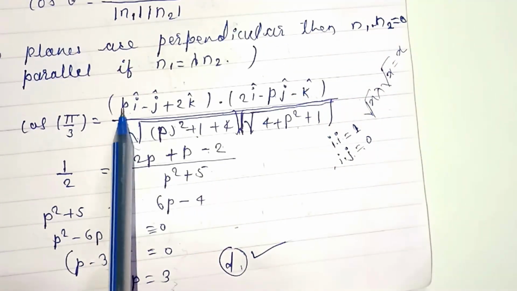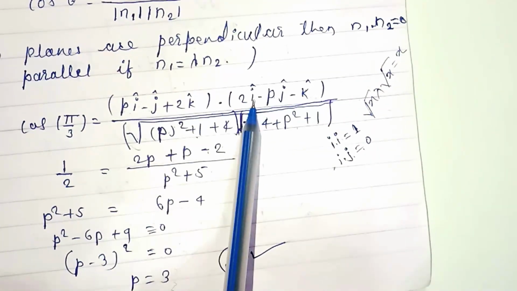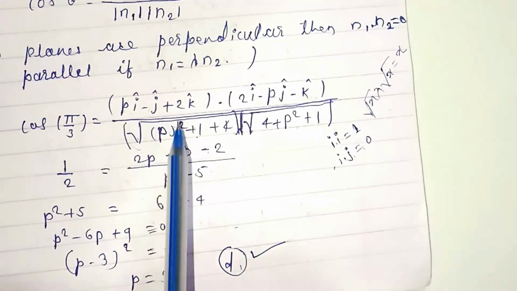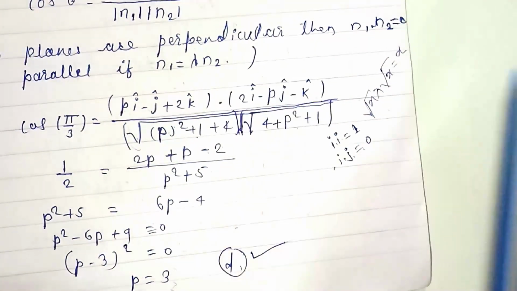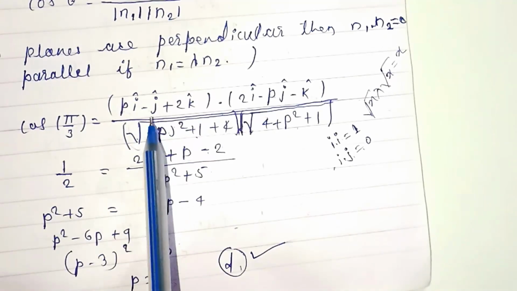So here go for the multiplication: p i cap into 2 i cap. I cap into i cap is 1, so p into 2 is 2p. The remaining p into the other two variables, j and k, always goes to 0.